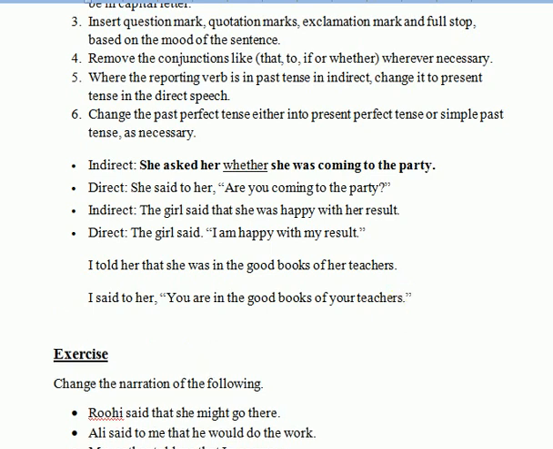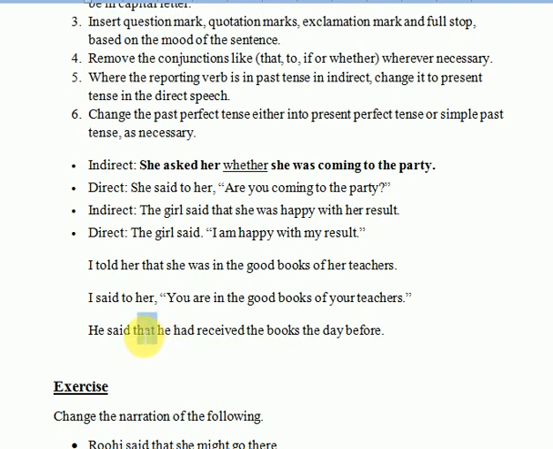In the second example: "He said that he had received the books the previous day." Or the day before, you can say either, both are fine. So "he said that" suggests that this is again an affirmative sentence. He said, inverted comma start, "he had received."